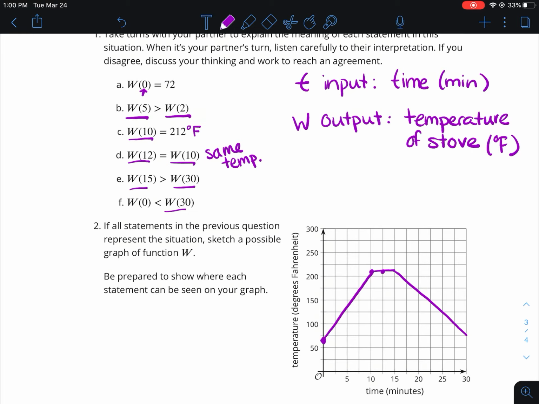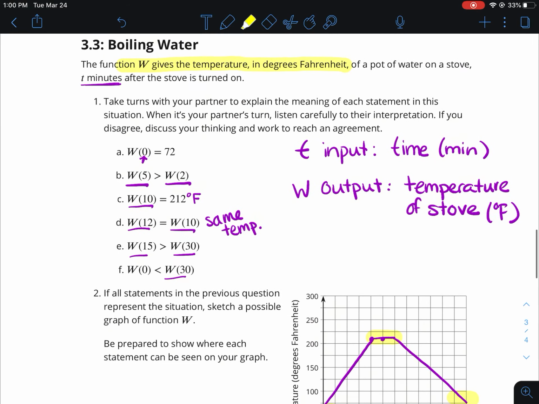So that is what mine looked like. Yours might look a little bit different. Some features yours should have, though, is the flat constant at the top. When it reaches 212, I don't believe the stove's going to get hotter than that. And then it should be climbing up to there, and it should be climbing back down. And then where it ends is greater than where we started. All right, that was 3.